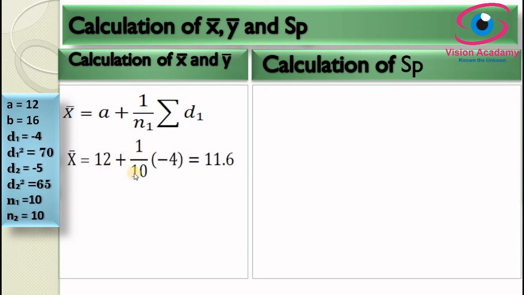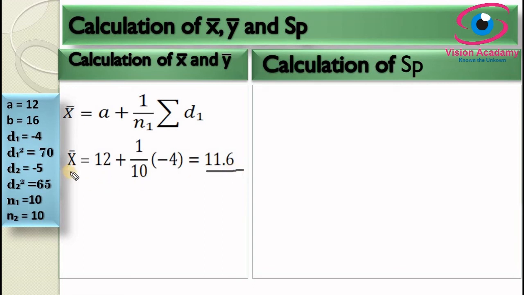A1 is 12 and N1 is 10, and the summation of D1, the sum of the deviations, is minus 4. So firstly I will divide 1 by 10. I will take this part first, then I will add it to the assumed mean. 1 by 10 is 0.1, into minus 4, and after making that I will take a minus value, so minus value, that's 0.4. So 12 plus into minus, 12 minus 0.4, I will get X bar is 12.6.